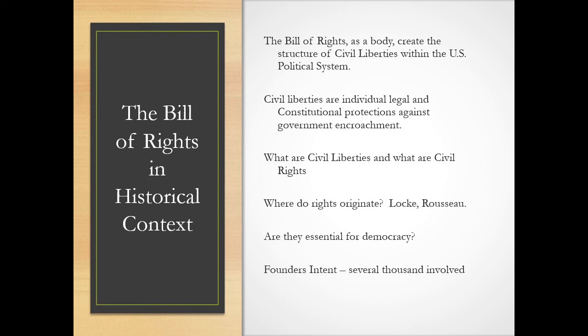The Bill of Rights in historical context. So the Bill of Rights as a body, the first 10 amendments, create the structure of civil liberties within the U.S. political system. Civil liberties are the individual legal and constitutional protections against government encroachment. So, we remember briefly the context of the Bill of Rights. It resulted from the Federalist, Anti-Federalist debate, right? We said that during the ratification process, there was such contention between these two factions of government that the resulting compromise was to go ahead and append a Bill of Rights once the Constitution was ratified.